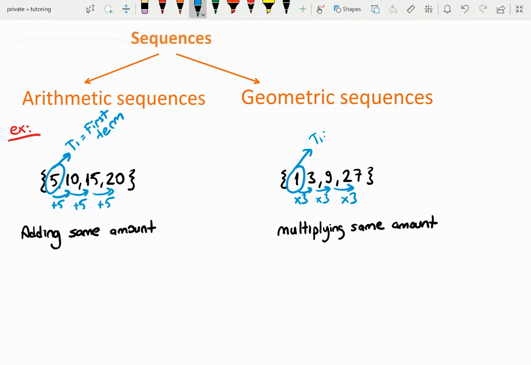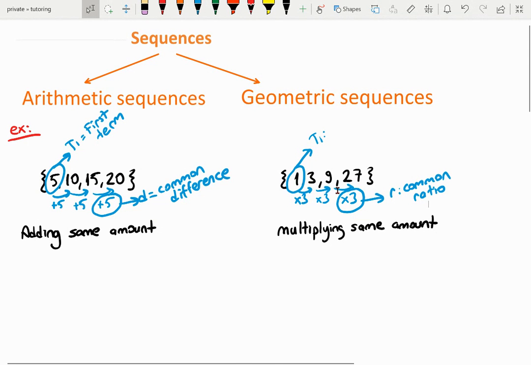And also there is one thing we should know. This 5, we say this is d, which means common difference. Common difference. But for geometric sequences, we don't have a common difference. We have a common ratio, which is given the name r, equals 3 here. Common ratio. Okay. So these are the terms we should know for sequences.